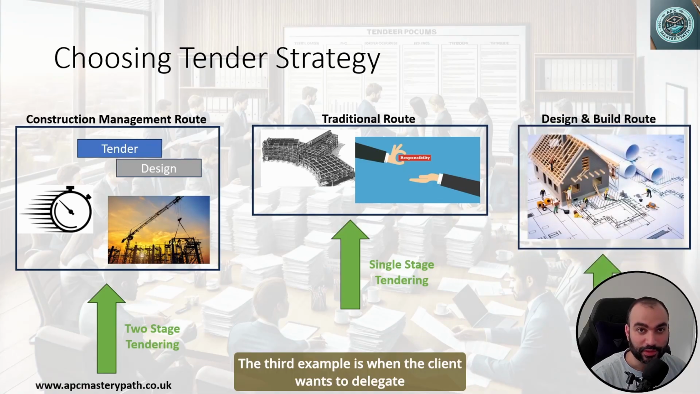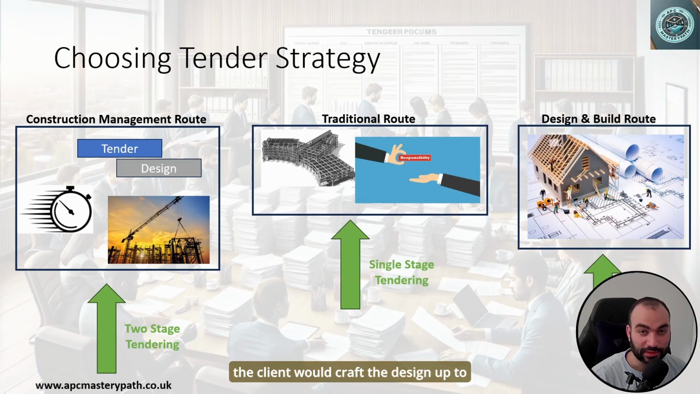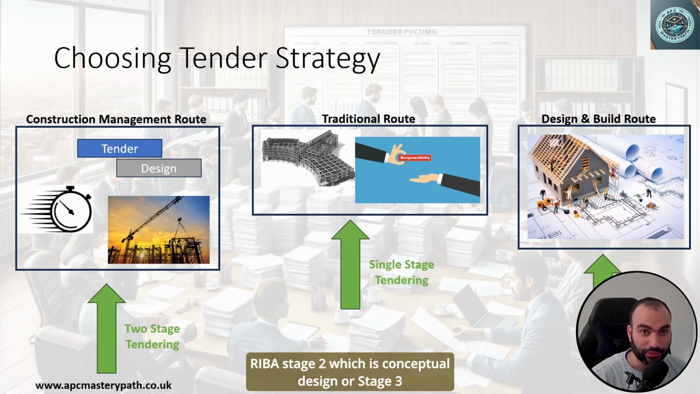Third example is when the client wants to delegate some of the design to the contractor, or even share the design risks with the contractor through having a design and build procurement route. Normally the design team, which is employed by the client, would craft the design up to RIBA stage 2, which is conceptual design, or 3, coordinated design, and that's where the input of the contractor is going to be really necessary in order to take the design up to stage 4, which is detailed design.